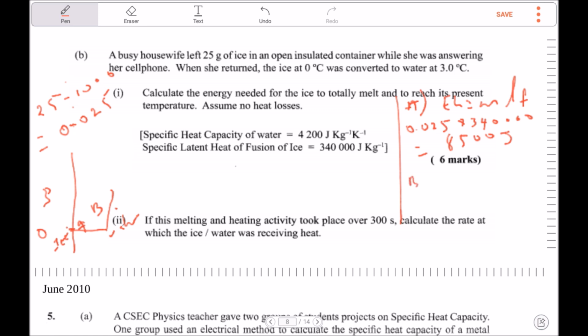Now for the second part, now it's raising the temperature of the water, so that's heat energy equals mass times specific heat capacity of the water times the change in temperature. So the mass is the same, 0.025. Specific heat capacity is 4,200. And our change in temperature is 3, because we change it from 0 degrees Celsius to 3 degrees Celsius. And we get 315 joules. So all we need to do now is add A plus B.